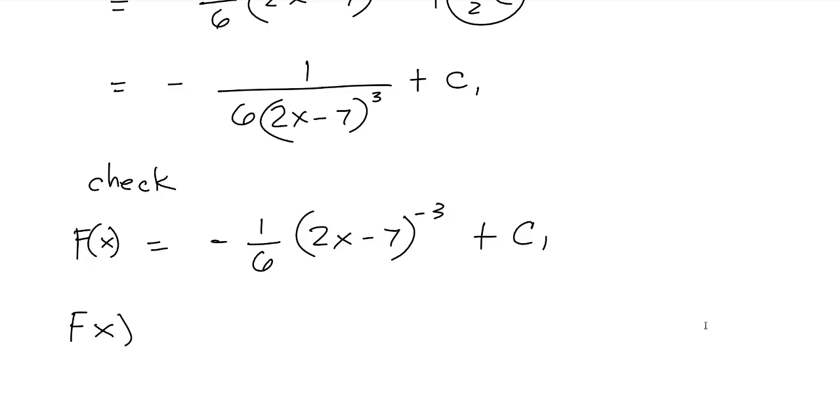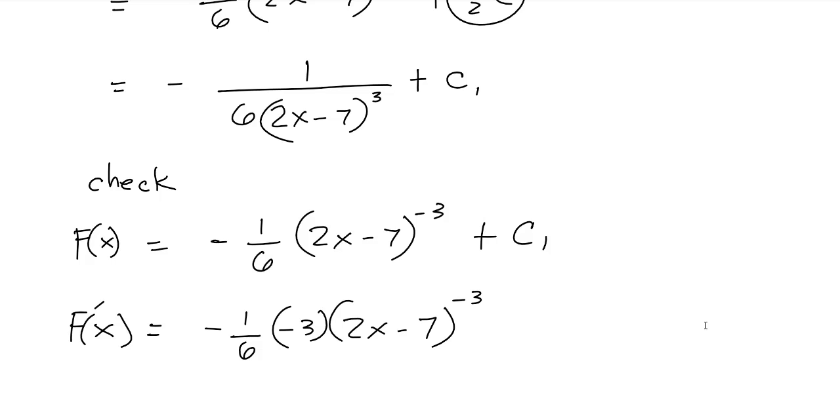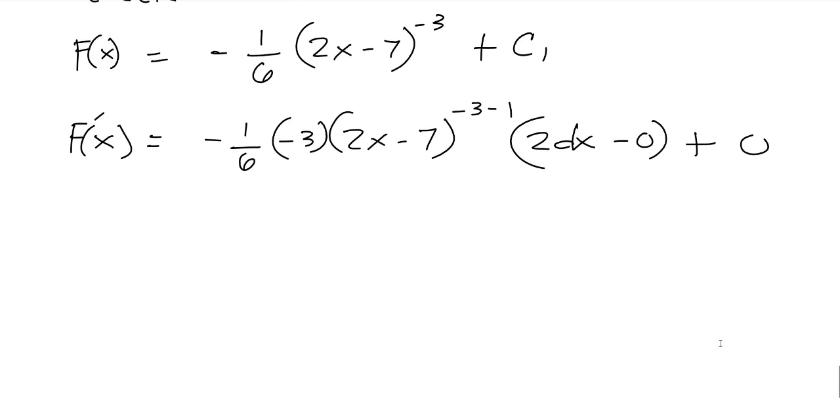So for the first derivative, this would be negative 1 over 6, bring down the exponent, negative 3, copy the base, 2x minus 7 raised to n minus 1, and multiplied by the derivative of our base, or the differential of our base. Basis would be 2 dx minus 0 plus the derivative of a constant, or the differential of a constant, is 0.